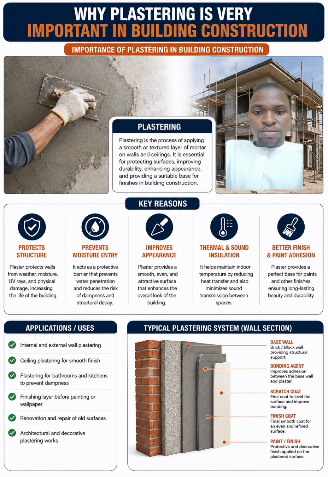So this is how plastering is most important in construction, because it helps to give you that great aesthetic beauty that you want, that great outlook of the building. So you do your plastering both internal and external to improve the beauty of your building, which tends to protect the structure, prevent moisture entry, improve appearance, then helps in thermal and sound insulation, then also better finish.